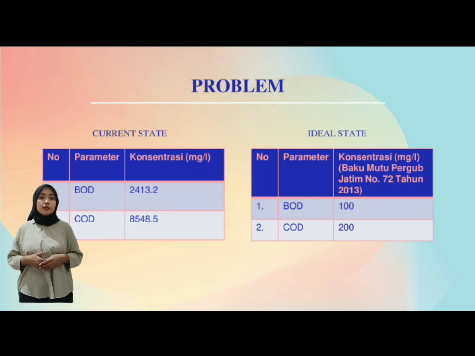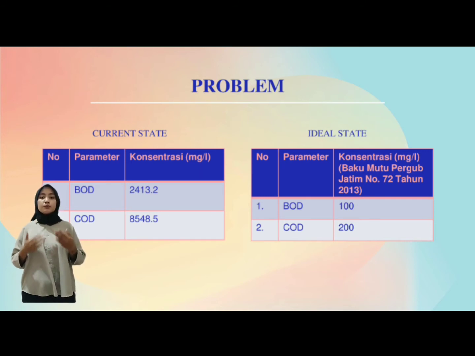Therefore, there is a need for environmentally friendly treatment of the liquid waste by adjusting the BOD and COD value of the liquid waste with the quality standard of the East Java Governor Regulation number 72 of 2013, where the BOD value of the liquid waste to be disposed of doesn't exceed 100 mg per liter, and COD of liquid waste to be disposed of doesn't exceed 200 mg per liter.